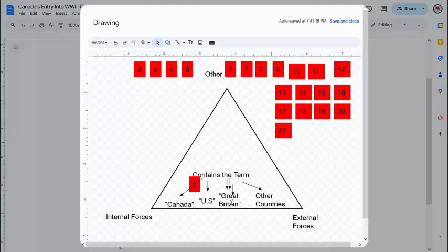You are going to be responsible for picking the top 5 most significant events that led to Canada's entry into World War II. Now remember that the most significant events could be the events that involved Canada, the US, and Great Britain, and therefore be considered more on the internals.